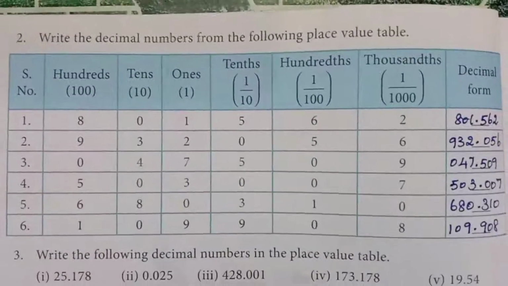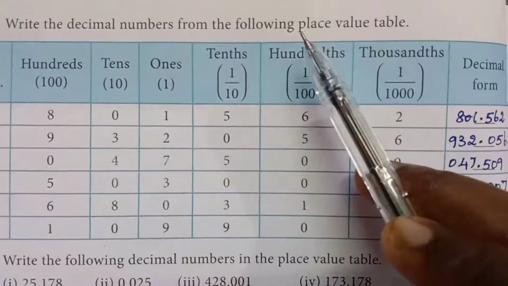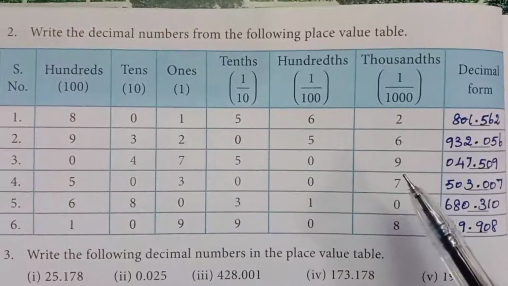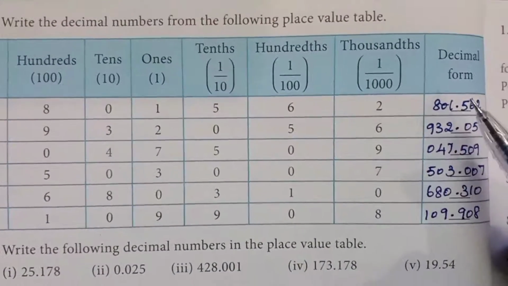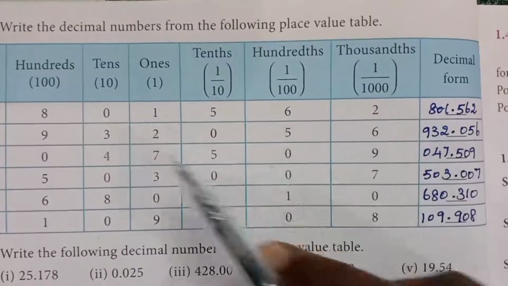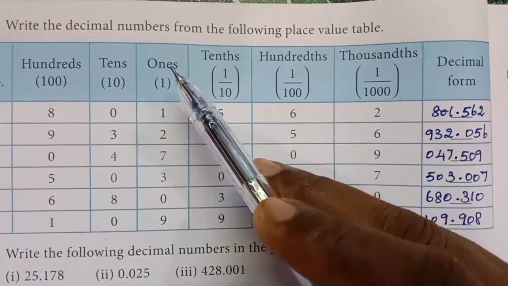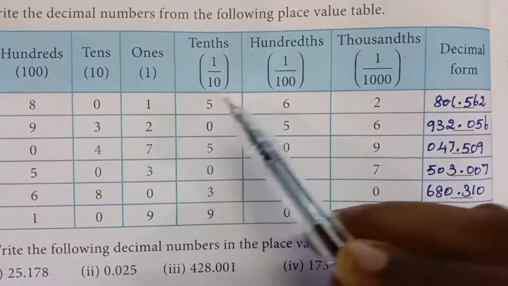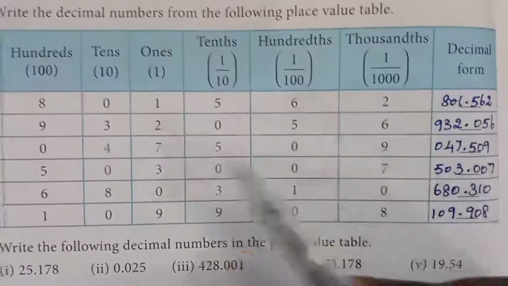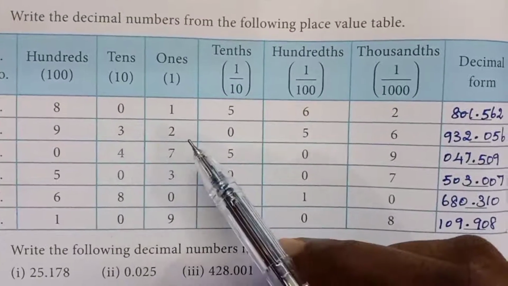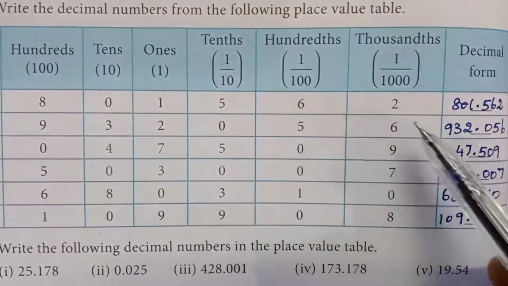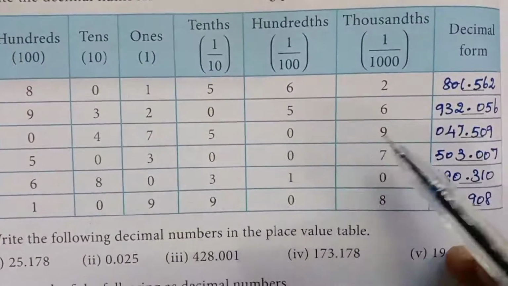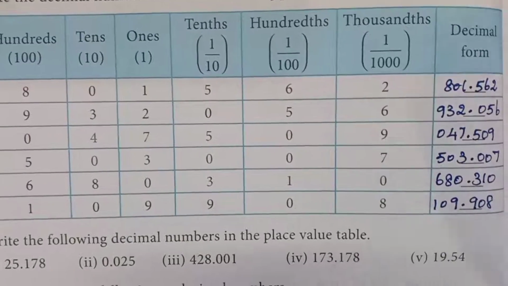Page number 14, second problem: write the decimal numbers from the following place value table. Place values are given, and using the place values we have to write the decimal number. For the integral part we have to consider ones, tens, hundreds. So that is 801.562. Okay, next 932.056. Like this you have to find for the remaining columns.